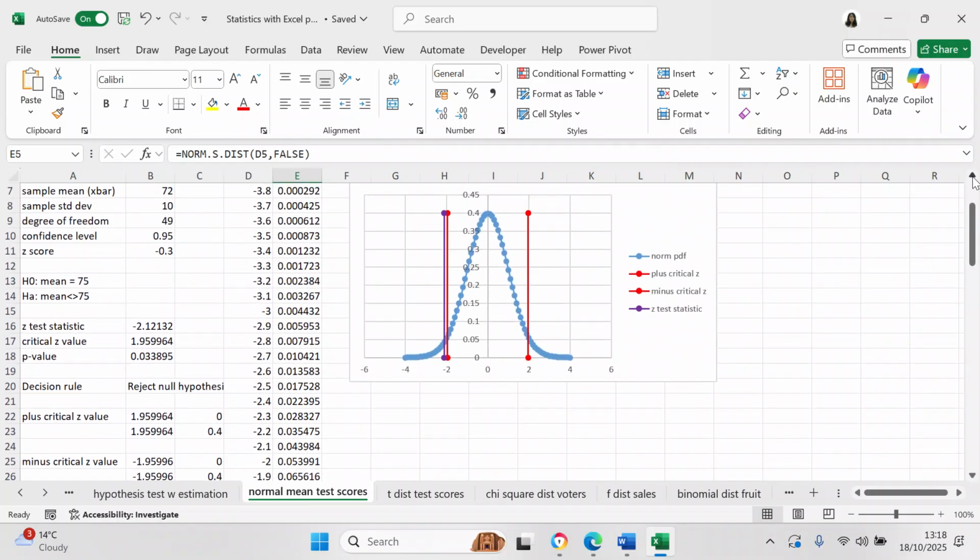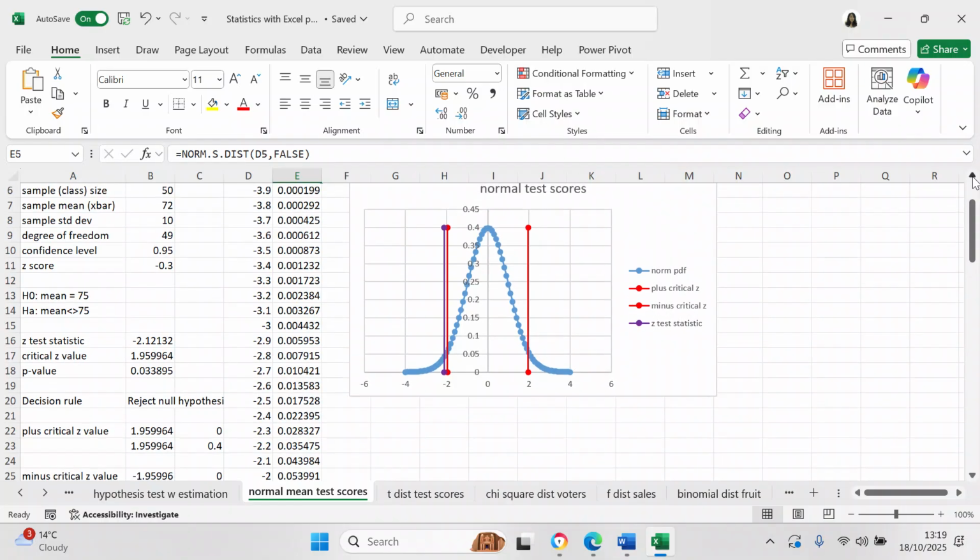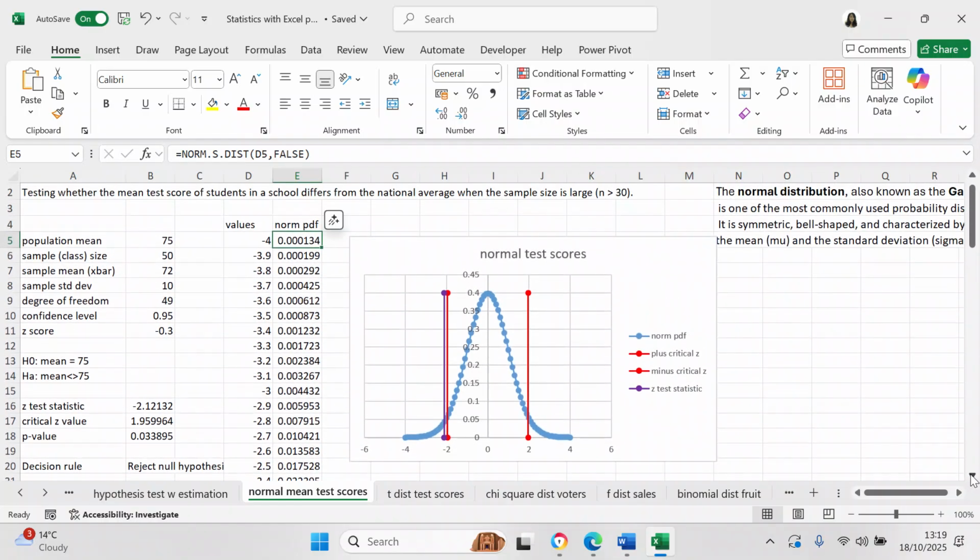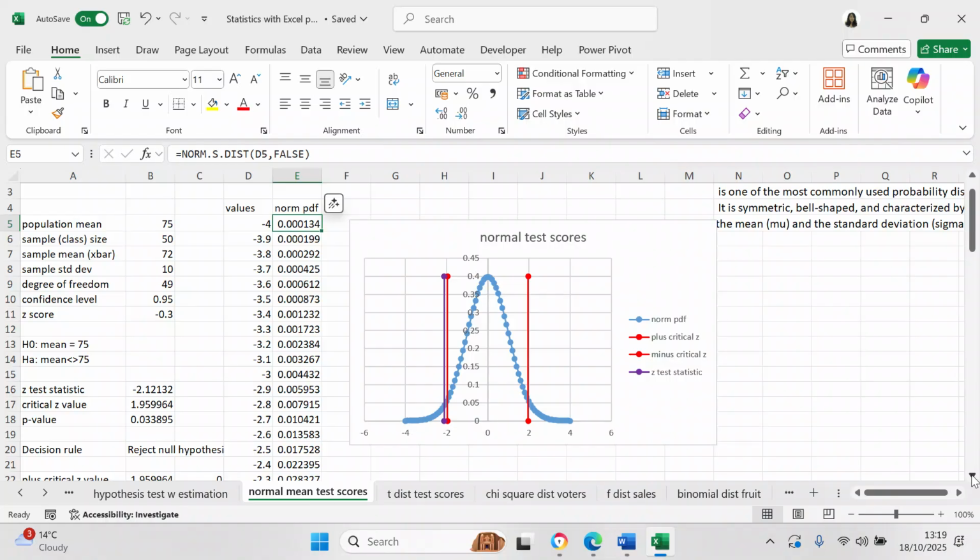And so your normal distribution is in blue, your plus critical z and your minus critical z are in red, and your z-test statistic is in purple. So you can see that the z-test statistic is outside of the region of the minus critical value. So that means you have to reject the null hypothesis. That's just a visual representation of what we were just discussing.